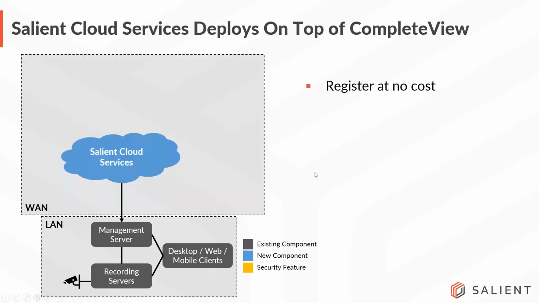This is where Salient Cloud Services comes in. The first step of the process is just a registration step. There's no cost for this. This is just a perk of having a version 7 system, is that you can register.